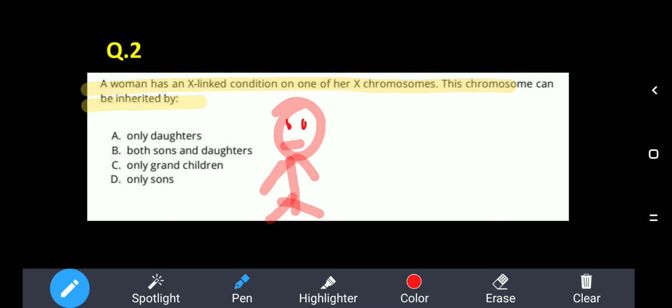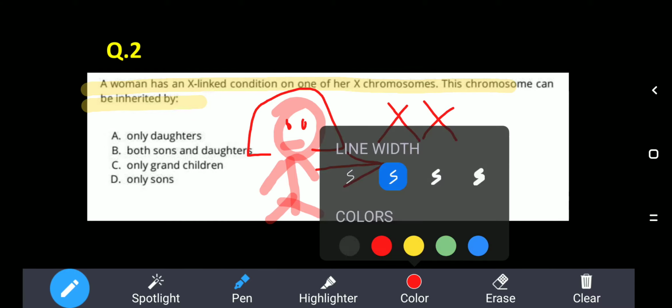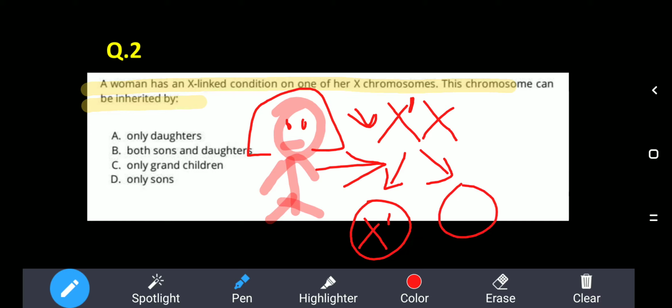Okay, so there's a lady, and in females we have the genotype XX. Now when we say the condition is linked to X, we can write this as X dash X. This chromosome has certain conditions related to it. When this lady produces gametes, she is going to produce X dash and X.